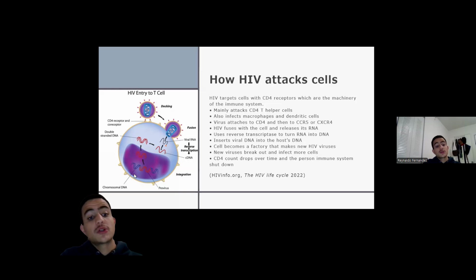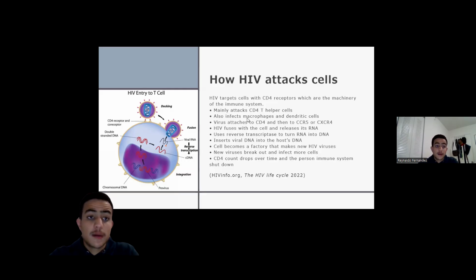So then the cell will start producing these viral DNA, which then will make more HIV viruses, and then will be released into other cells. So CD4 cells are the main target of HIV. HIV is very specific to CD4 cells and other immune system cells. It mainly attacks CD4 T helper cells and also infects macrophages and dendritic cells.